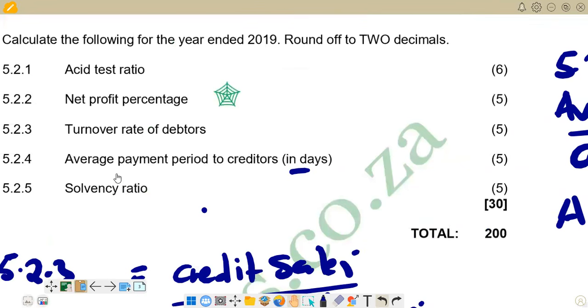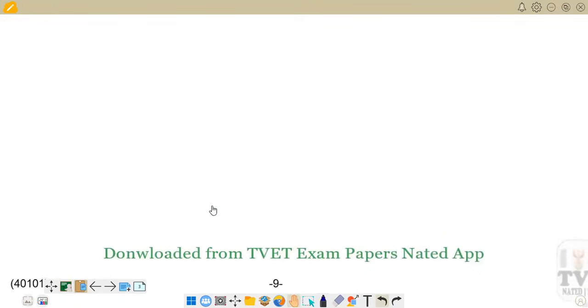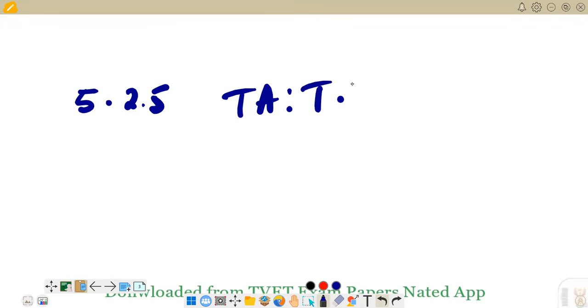Then we can try to see what if you have got another question that we have there. Let's try to see this. We've got the last question, which is saying solvency ratio 5.2.5. Remember, solvency ratio, it is a relationship that we have between total assets of a business and total liabilities of a business. So this is now 5.2.5. Solvency ratio, we say total assets as to total liabilities.